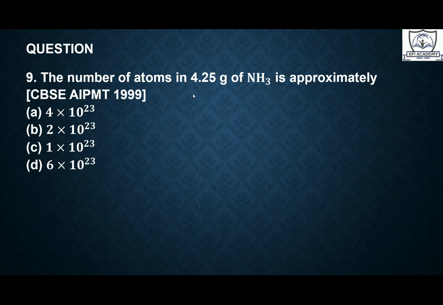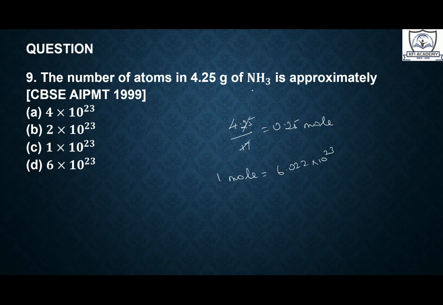The number of atoms in 4.25 gram of ammonia is approximately? So how to calculate? Simple things. The mass is given, 4.25 gram. The molar mass of ammonia is 17. If you cancel, approximately we will get 0.25 moles. So we know very well what is 1 mole: 1 mole is equal to Avogadro number, 6.022 into 10 power 23.